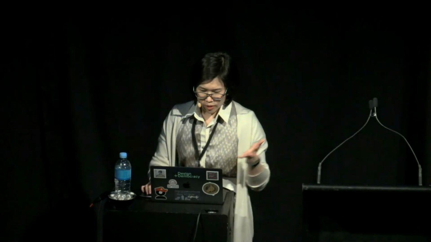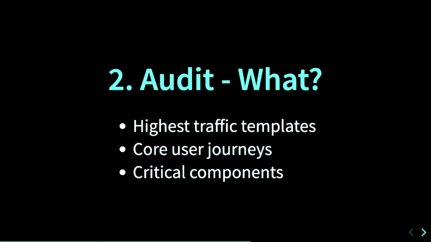So what do you even audit? How do I sort out what I want to work with? My tip is get the highest traffic templates of your site or your app. Look at your core user journeys from your perspective, and look at critical components like critical forms, critical submissions. Like if your app is full of tables, get those in. So those are the things that you should prioritize when you're looking at audit.